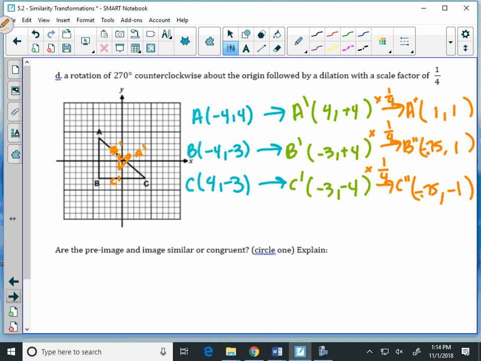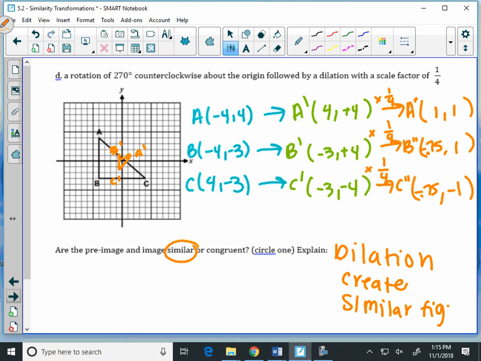Question over that. Logan, is the pre-image and image similar or congruent? Similar, good. What did we do that made those similar? What transformation? Dilation. Very good, we did a dilation. Right? We did a dilation, and dilations always create similar figures. Questions over that?